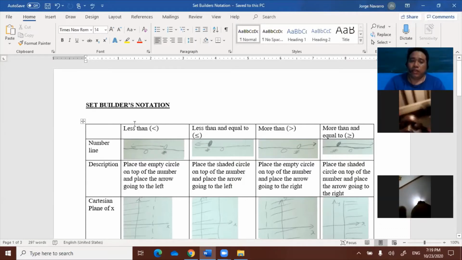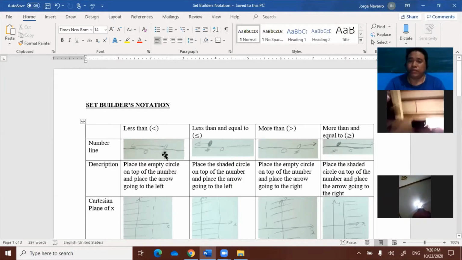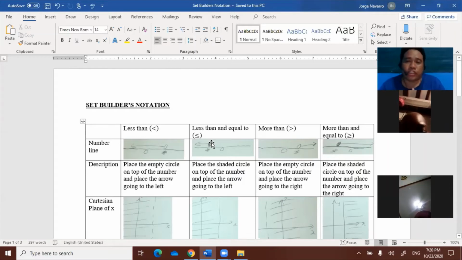It says, when you have a less than sign, you'll have the number line, you'll have the 0, you have the number in question. On top of the number in question, you're going to have an empty circle, and the arrow will always be going to the left. When you have a less than and equal to, you will still also have the number line, you'll have the 0, you'll have the number in question, just that the circle on top of the number in question is going to be a shaded circle with the arrow still going to the left.